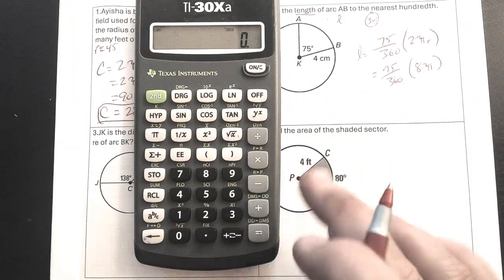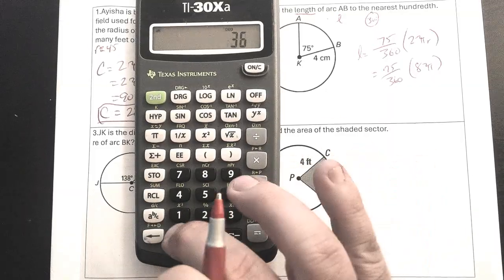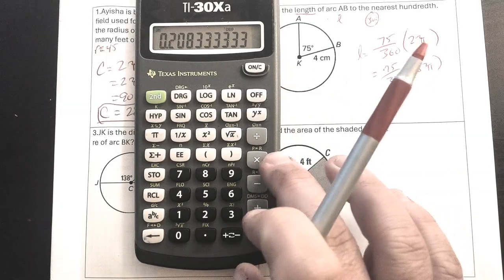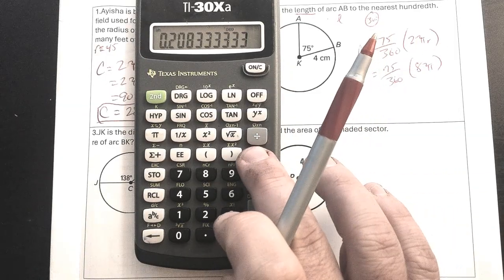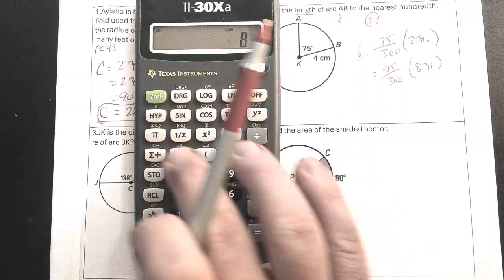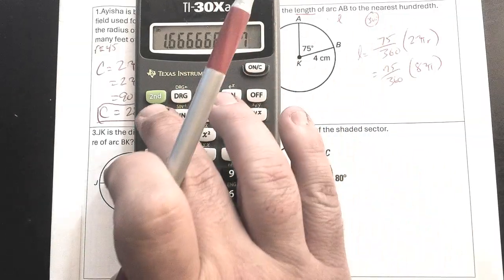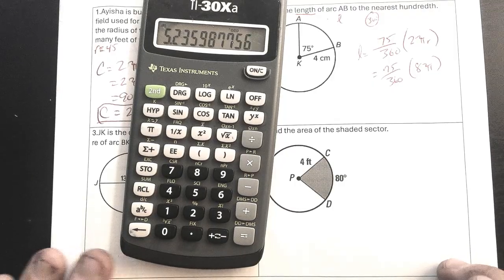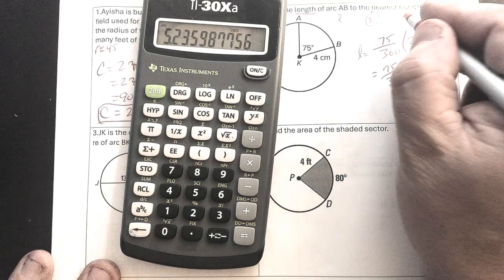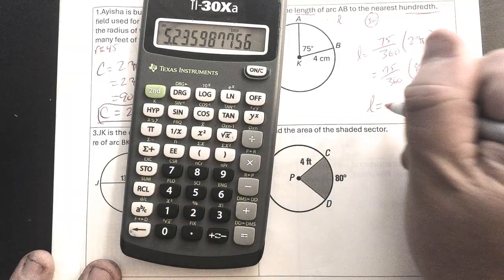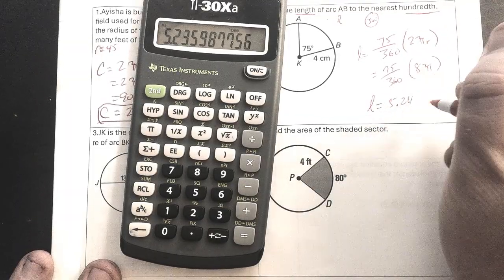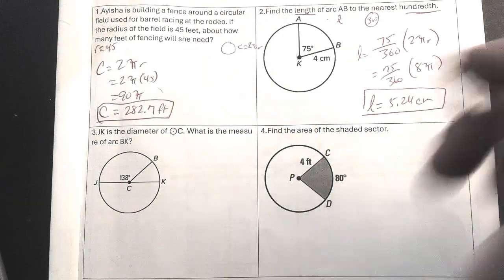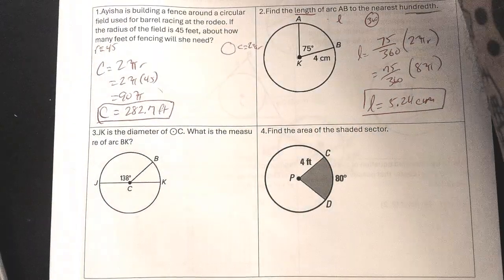So what you do, we've got 75 divided by 360. That's the percentage of the circle. And then we multiply it by 8 times pi. And we get 5.235, which we're going to round up because it said nearest hundredth. So our length is 5.24, and these are centimeters, because this is linear, so it's just the unit.